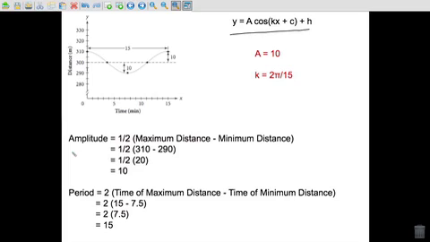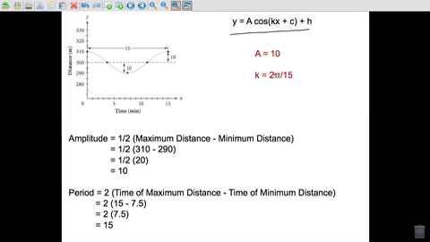Then our period is 2 times the time of the maximum distance minus the time of the minimum distance, literally from the top of our hill to the bottom of our hill. If you wanted, you could do it from hill to hill, which is what we've been doing in class. So from hill to hill, we go 0 to 15. So we know our period's 15.